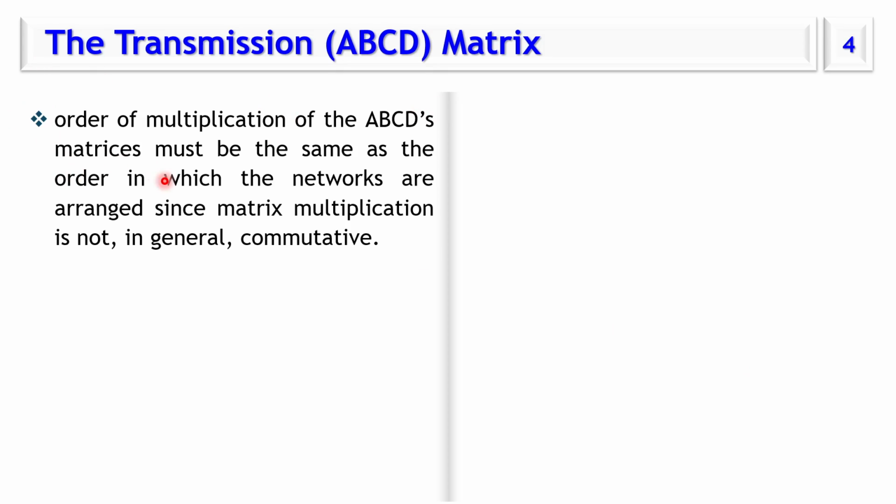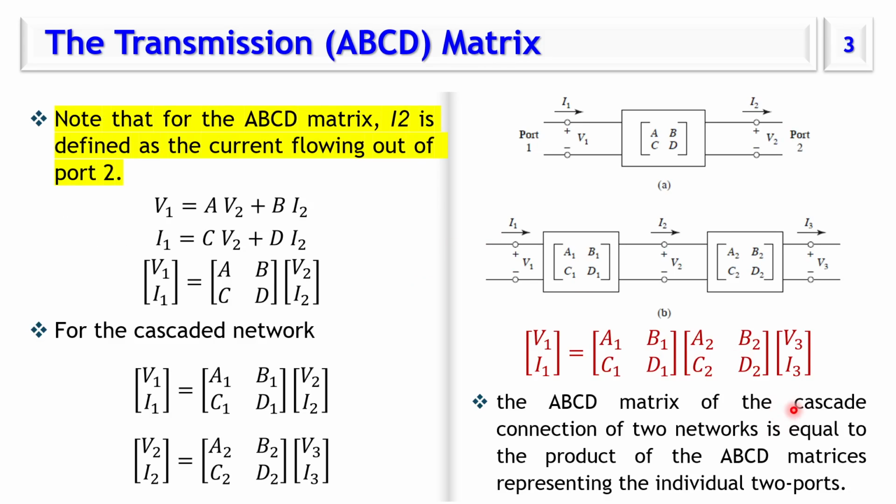Of course, the order of multiplication is important because the multiplication operation is not commutative. So the order must be the same order as the ports cascaded. If you are cascading two-port network 1 to two-port network 2, we need to multiply matrix 1 by matrix 2. So the network order must match the matrix order.